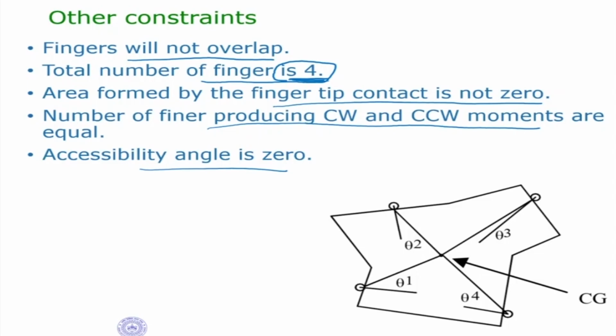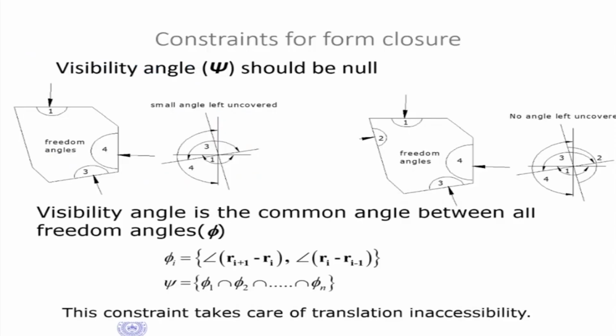Okay, now the first are very clear. There are 4 fingers. You have clockwise and anti-clockwise moment. Both are there, and accessibility angle is 0. Now, what is this accessibility angle? Accessibility angle basically tells you if the object has been captured or it can still have degrees of freedom so that it can move in a particular direction.